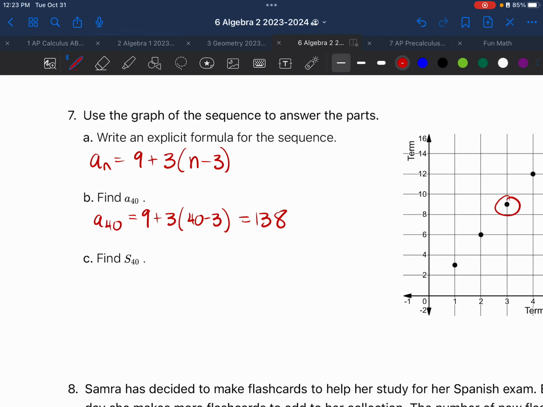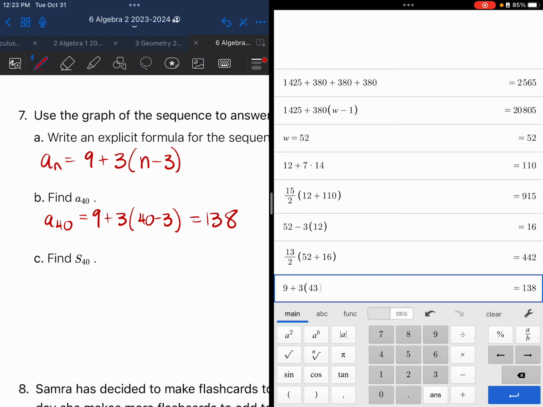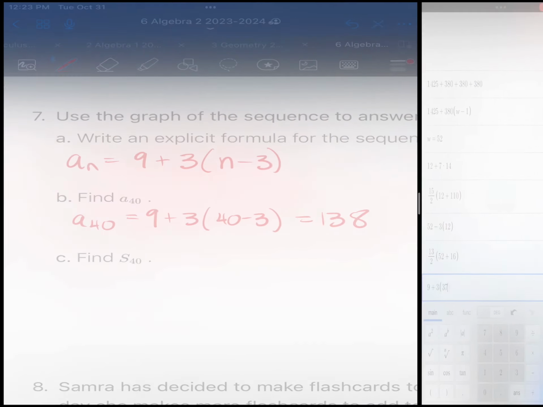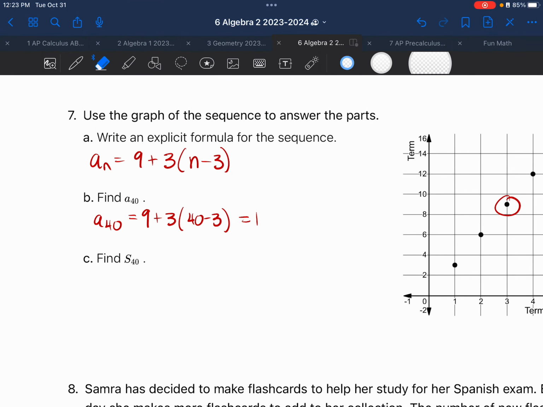Why did I get this one incorrect? 138. It's saying that the answer is 120. All right, let's go ahead and check my calculations. I've made some silly mistake. Oh, why did I say 43? It's 40 minus 3, which is 37. There we go, 120. My mistake, guys. 120. That's why we always check our work.